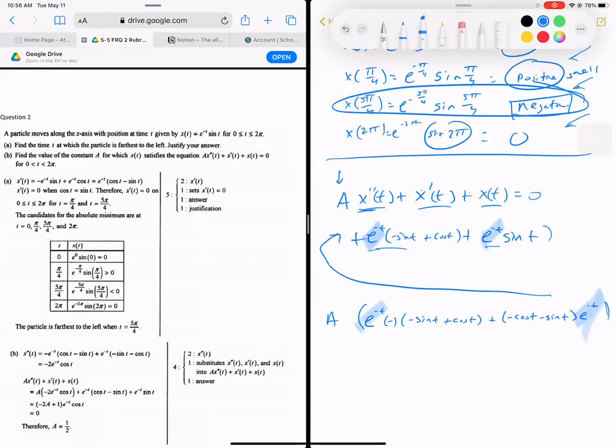Actually, here's something. I can simplify some of these. Let me simplify these two right here. So this can be combined. Wait, can it be combined? Okay, yeah, we can combine these. Looks like we can combine them.